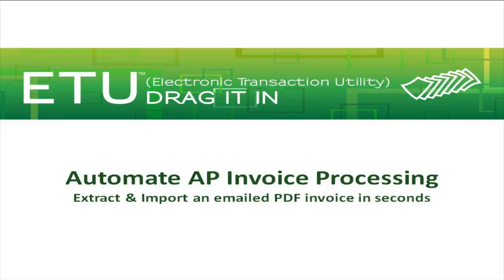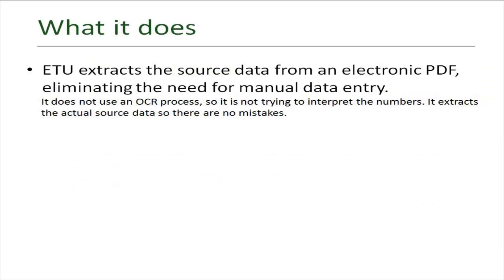ETU will help automate your AP invoice processing by extracting data from an email PDF invoice in seconds. ETU extracts the source data from an electronic PDF you receive by email, eliminating the need for manual data entry. It is not using an OCR process, so it is not trying to interpret the numbers. It extracts the actual source data so there are no mistakes.